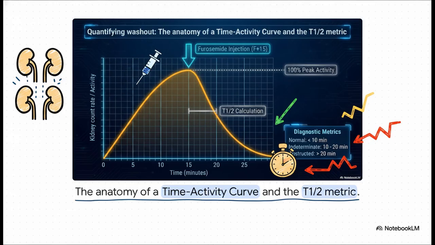The T-half simply calculates how many minutes it takes for that tracer activity to fall by 50%. If it washes out in less than 10 minutes, the system is totally normal. If it takes more than 20 minutes, that system is definitively obstructed. And if it lands somewhere between 10 and 20 minutes, well, that's our indeterminate zone, which definitely requires a much closer look.